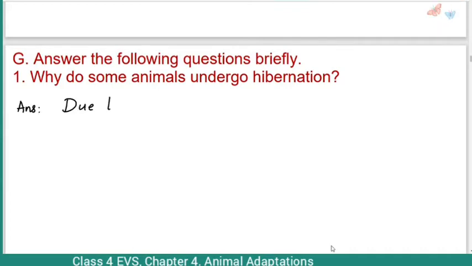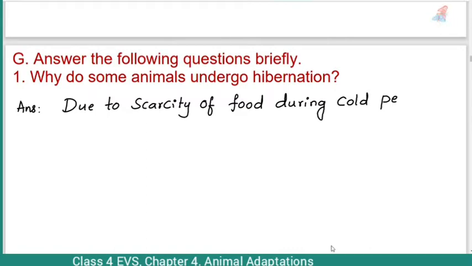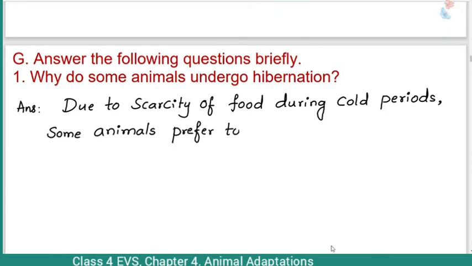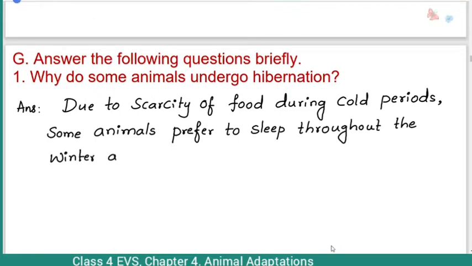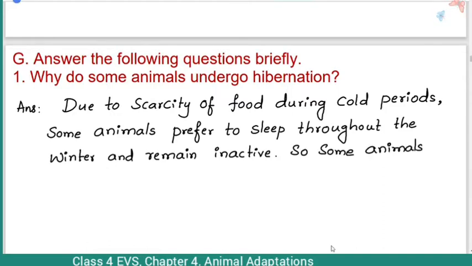Answer: due to scarcity of food during cold periods, some animals prefer to sleep throughout the winter and remain inactive. So, some animals undergo hibernation.